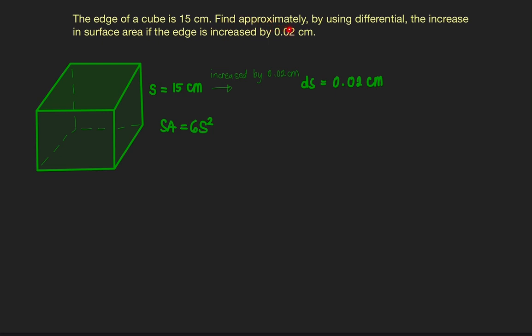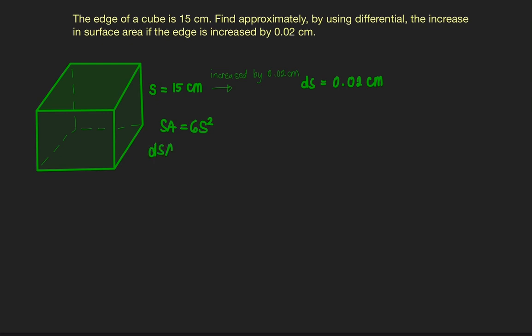Find approximately, by using the differential, the increase in surface area if the edge is increased by 0.02 centimeters. So meaning the change in the edge is very, very small. That would mean that there is a corresponding change in the surface area which is also very small. So we compute by finding the differential.